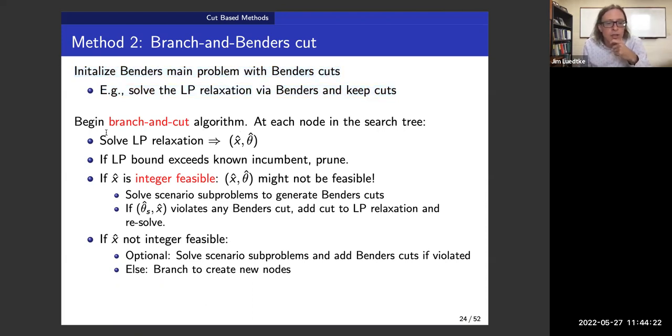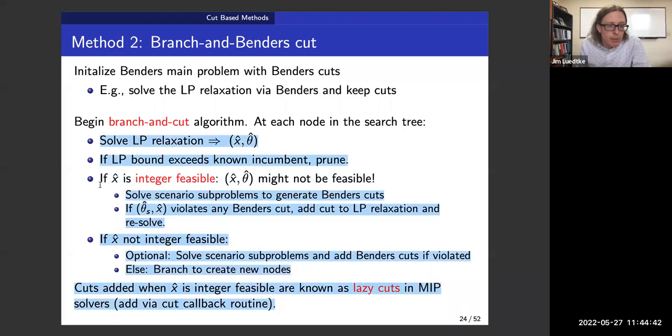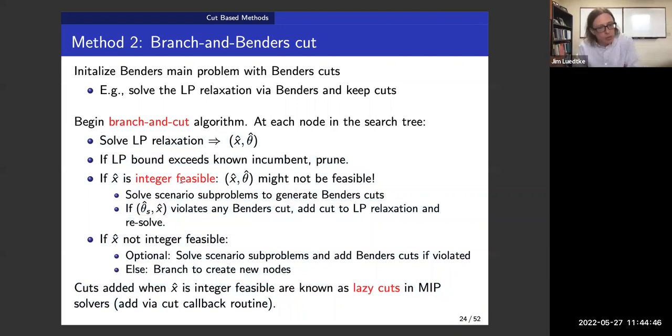And then I start this branch and cut algorithm where at every node in the branch and bound tree, I solve the LP relaxation and get a relaxation solution. Just like in standard branch and bound, if that bound exceeds the value of a known feasible solution, I can prune that node. What's new in this branch and Benders cut approach is when the solution is integer feasible. In normal integer programming branch and bound, you check its objective value, and if it's better than something you know, you update that. Otherwise, I'm done at that node.